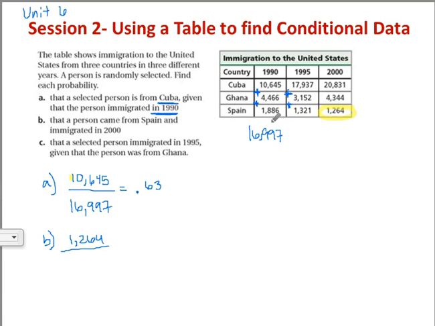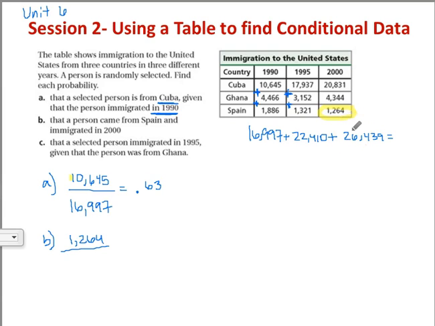So 17,937 plus 3,152 plus 1,321. I got a grand total of 22,410. Then we're going to add the last column together, 20,831 plus 4,344 plus 1,264. And I got a grand total of 26,439. Add all those column totals together now.